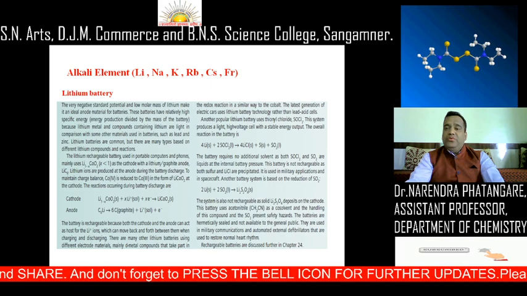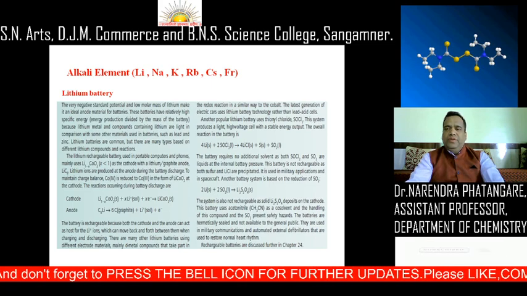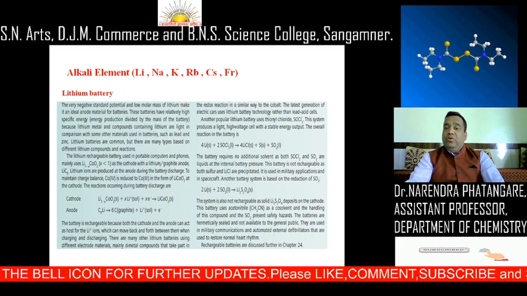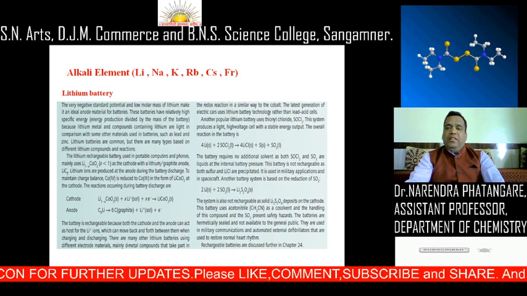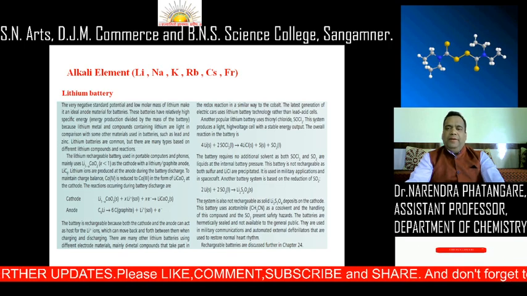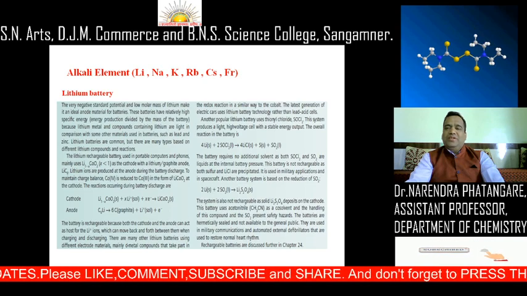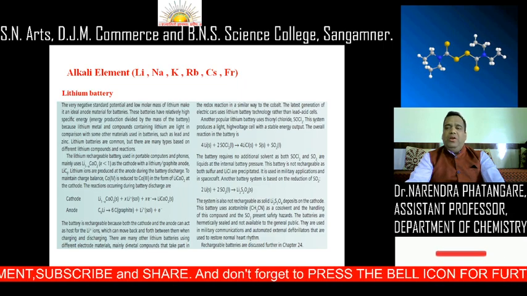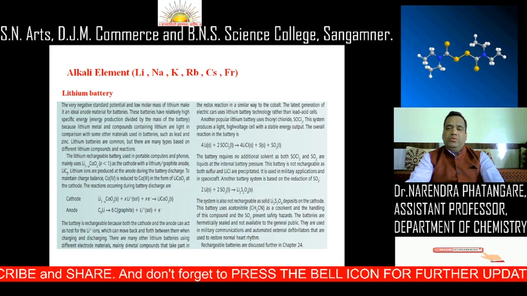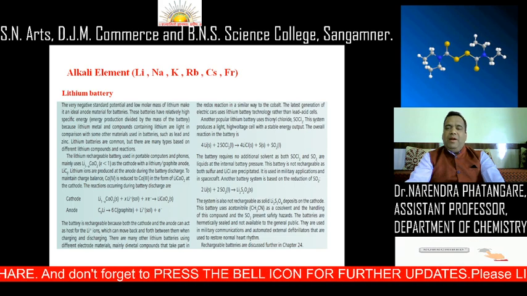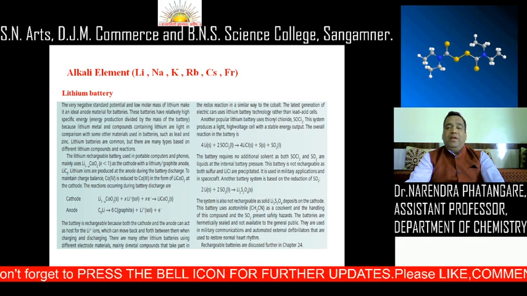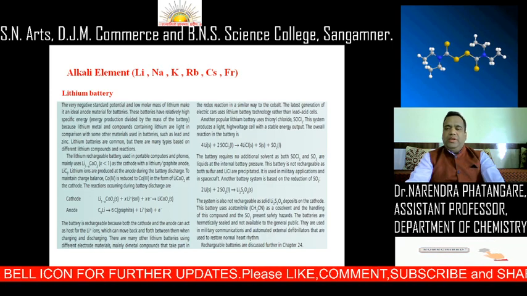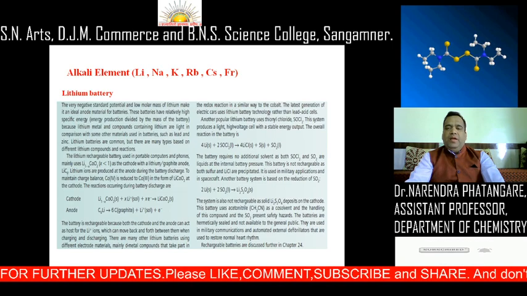Another popular lithium battery uses thionyl chloride, SOCl2. This system produces a light, high voltage cell with stable energy output, and the overall reaction of the battery is lithium with thionyl chloride giving LiCl, with sulfur eliminated and SO2, sulfur dioxide, in liquid form. The battery requires no additional solvent as both SOCl2 and SO2 are liquid at the internal battery pressure. This battery is not rechargeable as both sulfur and LiCl are precipitated. It is used in military applications and spacecraft.